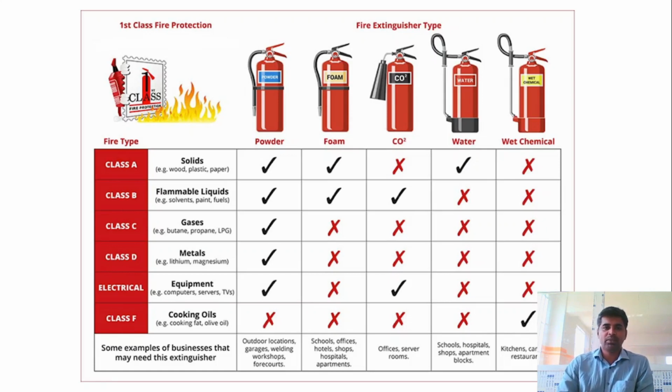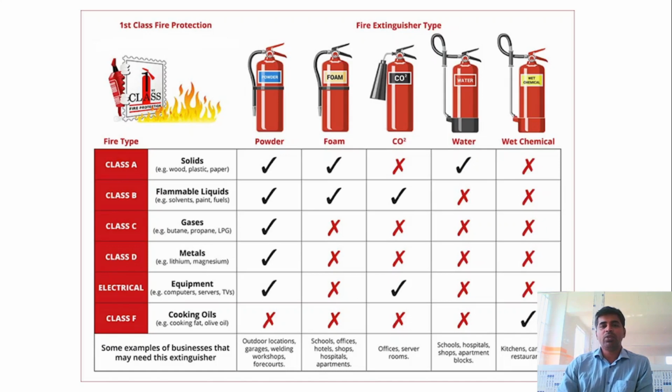Class A comes under solids, that is wood, plastic, paper. These all come under class A kind of fire. And class B fire is flammable liquids. Whatever liquids can be burnt come under class B fire. For example, fuels, petrol, diesel, paints. Some paint also gets burned up. So paint, solvents, these all come under class B fire.